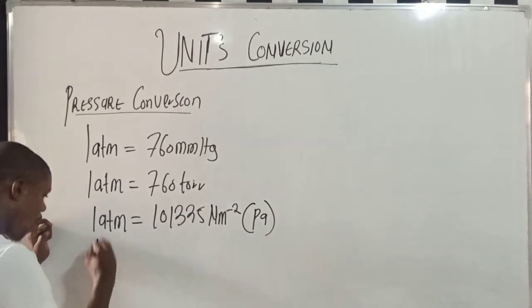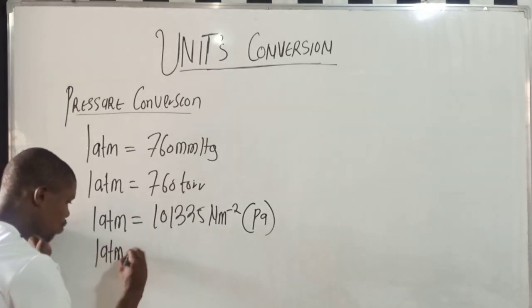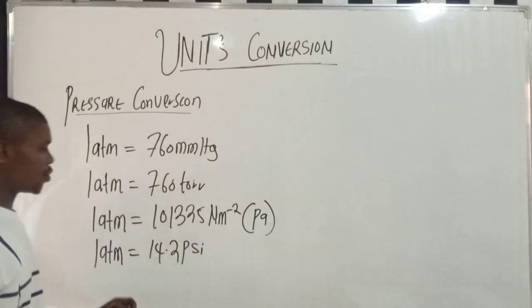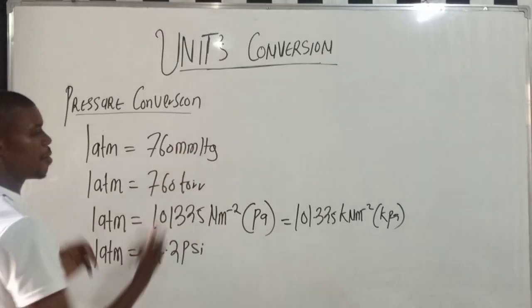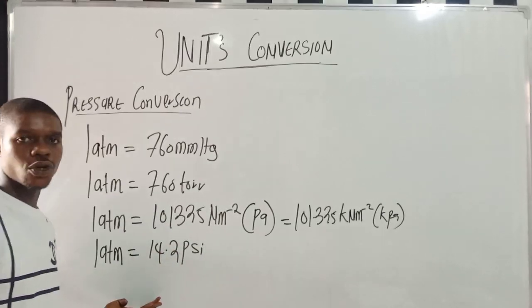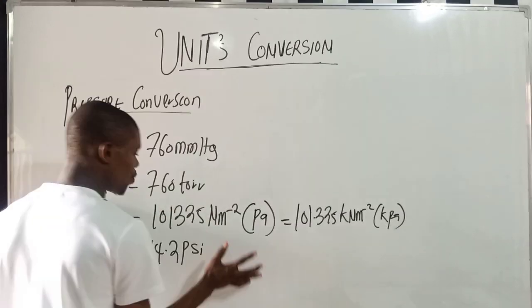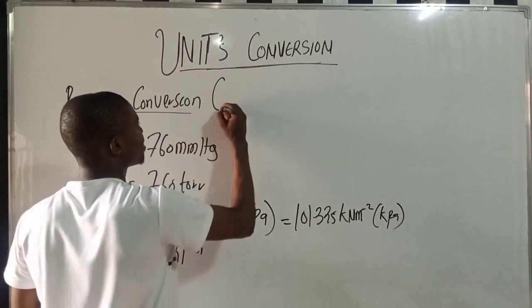Then you also have 1 ATM is equal to 14.2 PSI. Now these are my various units. Now when it comes to conversion in pressure, I'm going to write everything here.